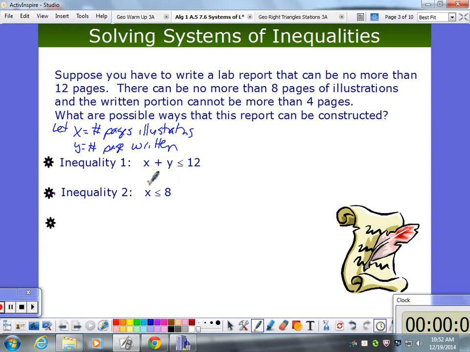What else? Yes, indeed. The number of written pages has to be less than or equal to 4. Okay, hang on, calm down. You guys did a fantastic job coming up with these. This is a linear system, but these are inequalities, not equations. So now we have to figure out how to solve it, and that's why we're here. Awesome job with that.